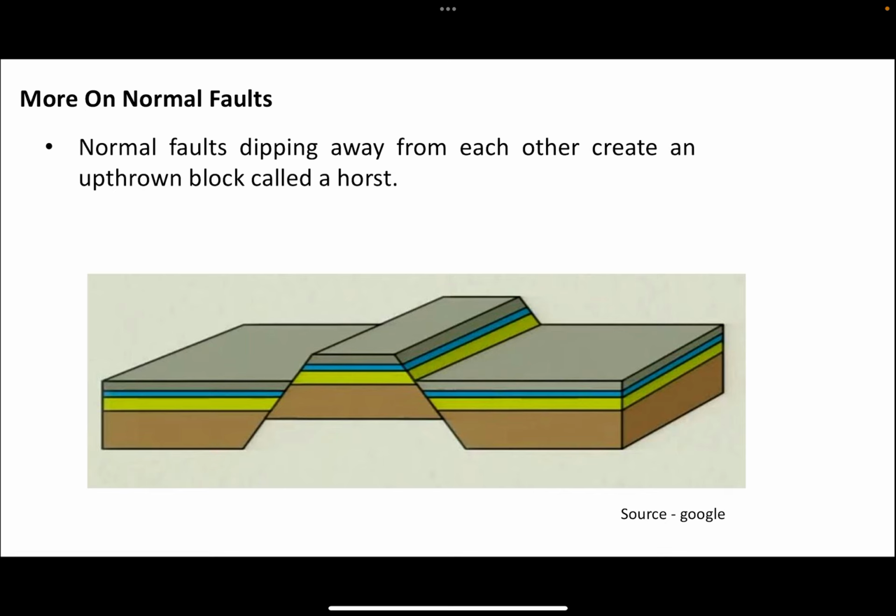Then there are many types of normal fault occurrences. One is when normal faults dip away from each other, creating an upthrown block. This is called a horst. In this illustration, it was initially a straight layer, and then it had a normal fault on this side and another fault on this side, dipping away from each other, in opposite directions. This particular feature of topographic elevation is known as the horst. These are the conjugate normal faults.